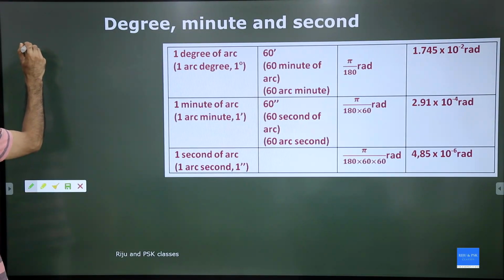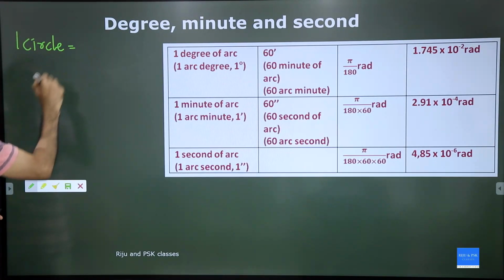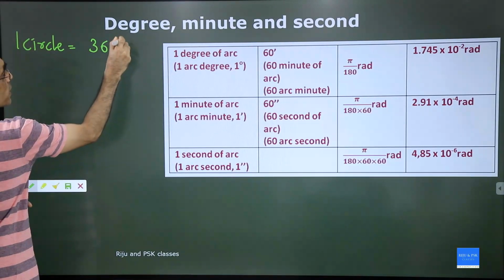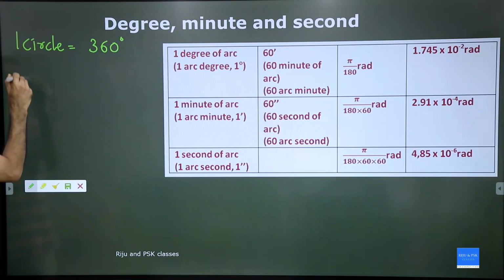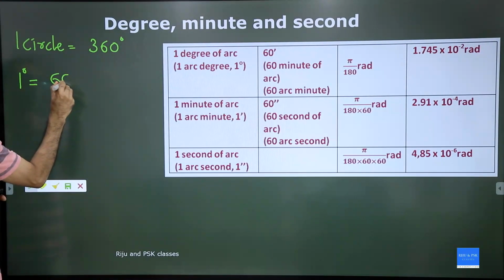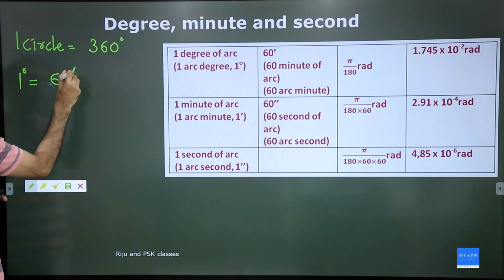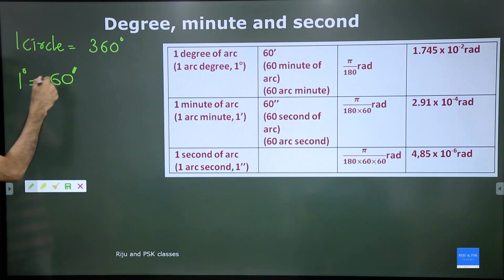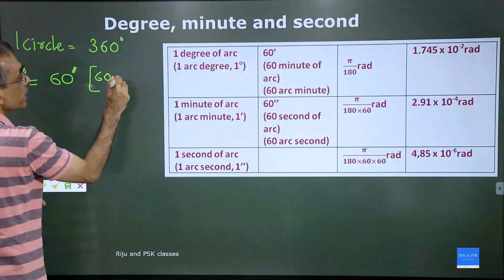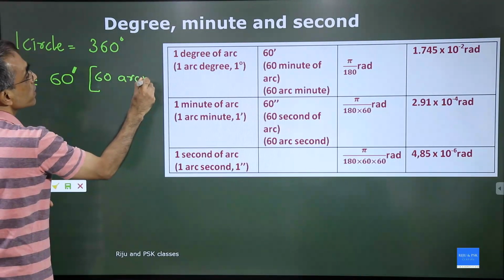Now, one circle is divided into so many degrees. How many degrees? 360 degrees. For convenience, 1 degree is again divided into 60 smaller pieces. That is what we call a 60 arc minute. 60 dash should be read as 60 arc minute.